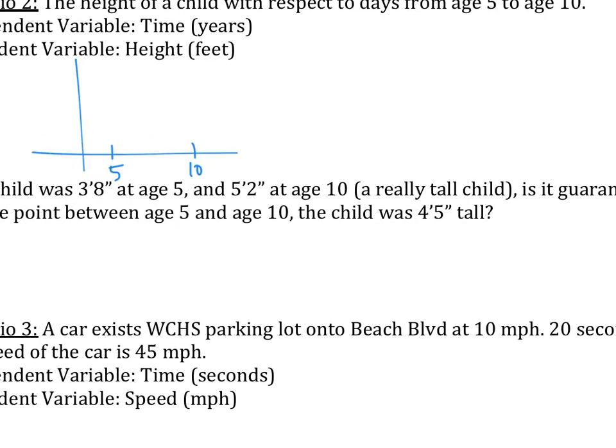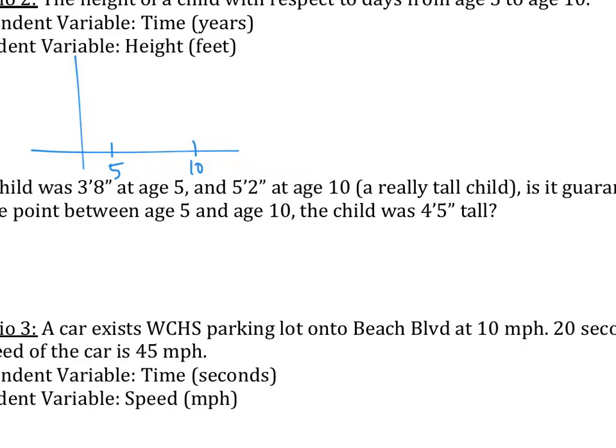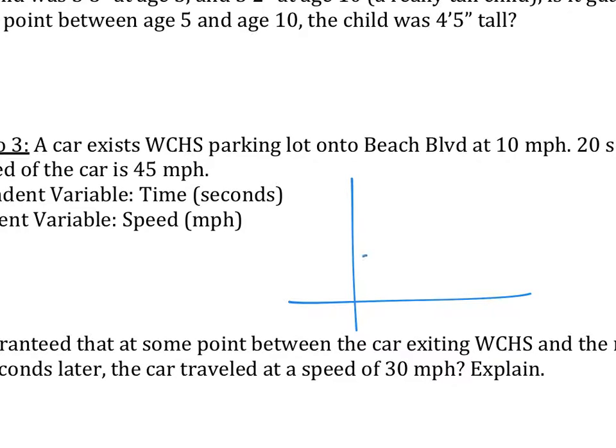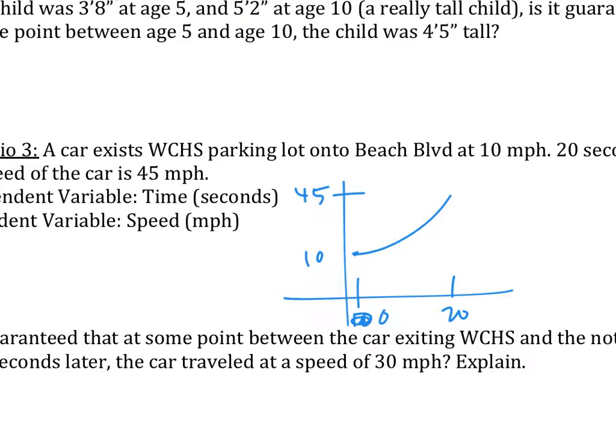All right. A car exits the WCHS parking lot onto Beach Boulevard at 10 miles per hour. 20 seconds later, the speed of the car is 45 miles per hour. Okay, go ahead and draw. So most of you drew something like this, right? So 0 to 20 seconds, and then you started at 10 miles per hour and you end up with 45. Okay, again, the question: is it guaranteed that at some point between the car exiting WCHS and the noted time of 20 seconds later, the car traveled at a speed of 30 miles per hour?